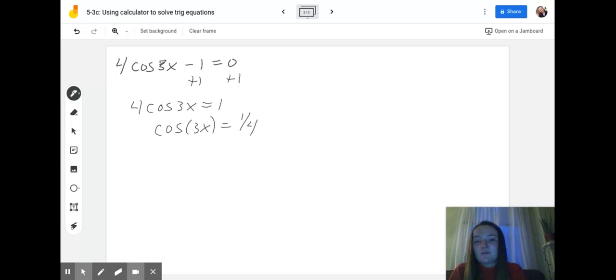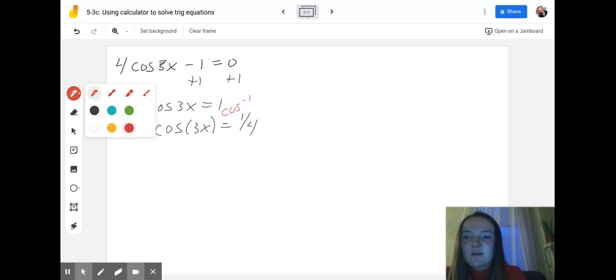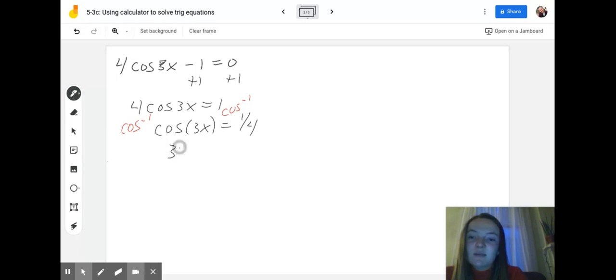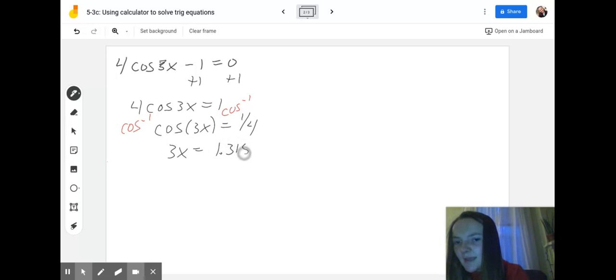Take a pause and see what you get. All right, so if you're taking the graphing calculator method, what you could really do is find out what 3x is equal to. Using inverse cosine, I could take the inverse cosine on both sides. What I'm going to end up with using my graphing calculator is that 3x is going to equal 1.318. And I'll say it generically since they didn't give us any intervals, plus 2 pi n.